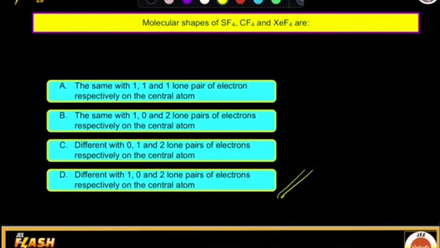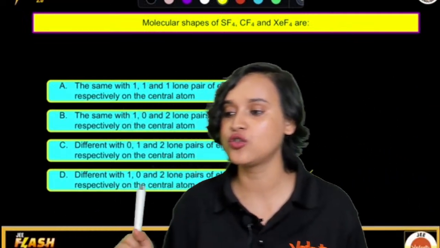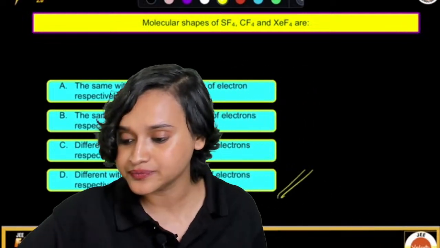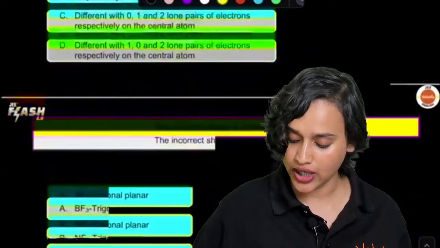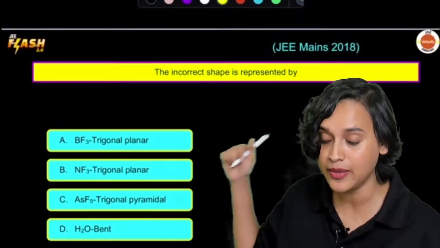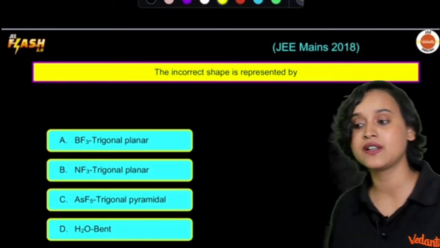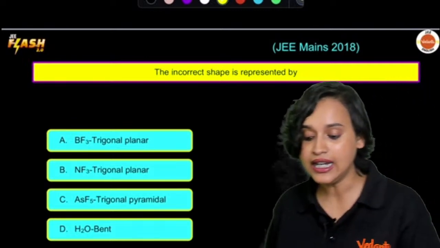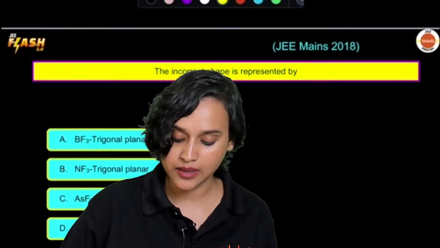Option D suggests that 102 is the lone pair and the shape is also going to be different. Clear, everybody? Let us take a look at the next question. This is a JEE Mains 2018 question: the incorrect shape is represented by. Let's have a look at it.